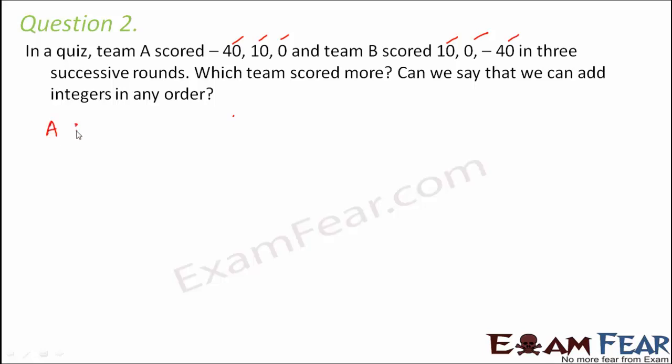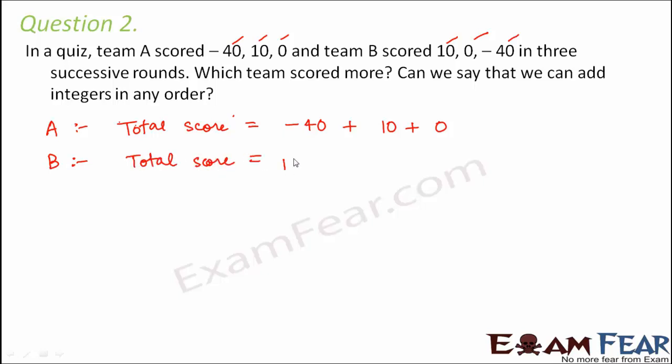So for team A, let us find the total score. Team A total score would be equal to minus 40 plus 10 plus 0. Similarly, for team B, the total score would be equal to 10 plus 0 plus minus 40. So when you add these, what do you get? The total score here is minus 30 and the total score here is minus 30 again.